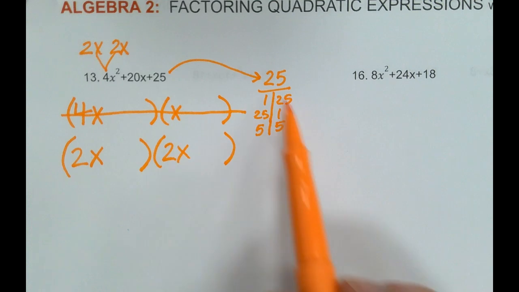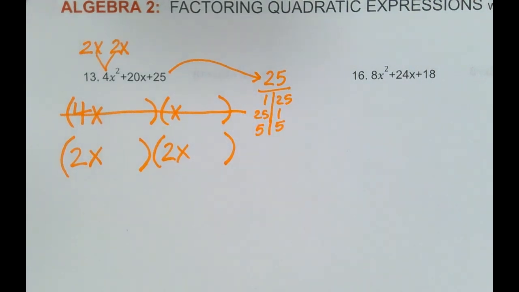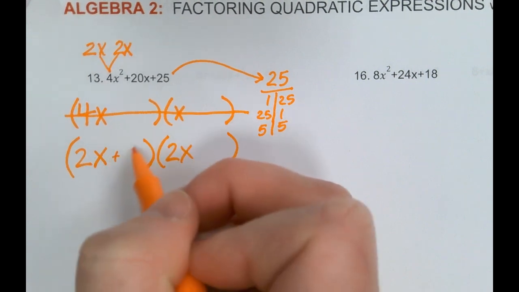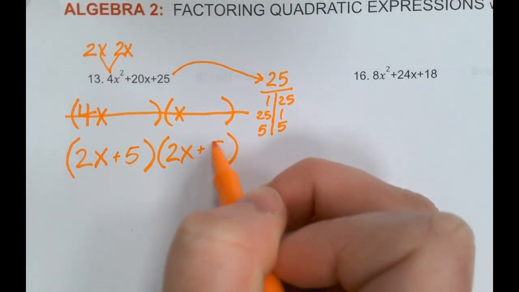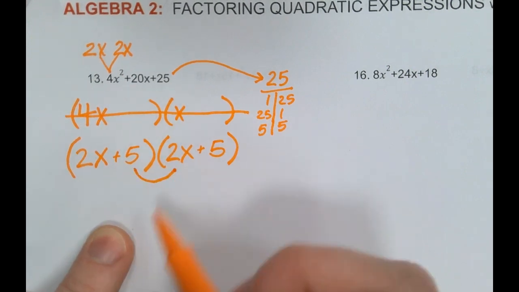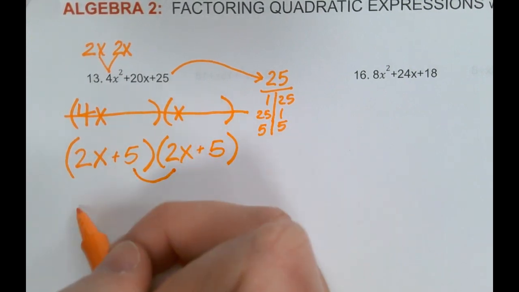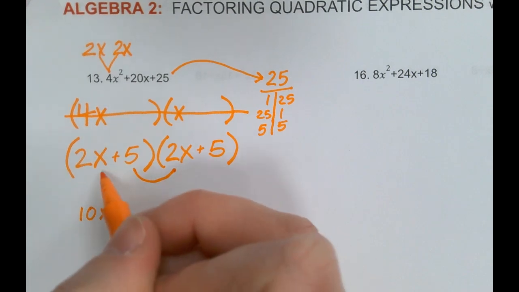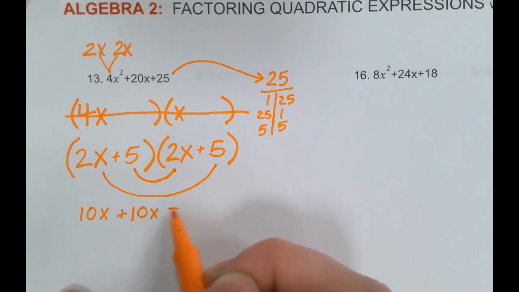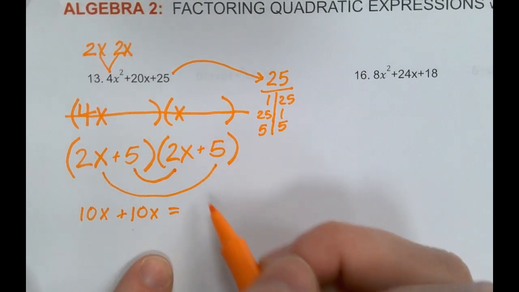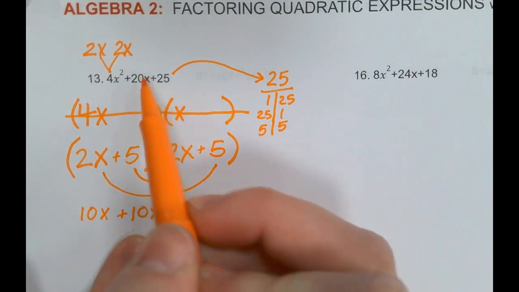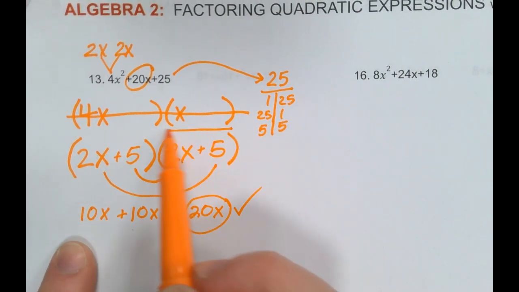Now, which one of these factors do we want to try? 5. Yeah, let's try 5 and 5. Plus 5, plus 5. Okay, yep. And then 5 times 2x is 10x. 2x times 5 is 10x. 10x plus 10x is 20x, and that's our middle term. So this is our answer.